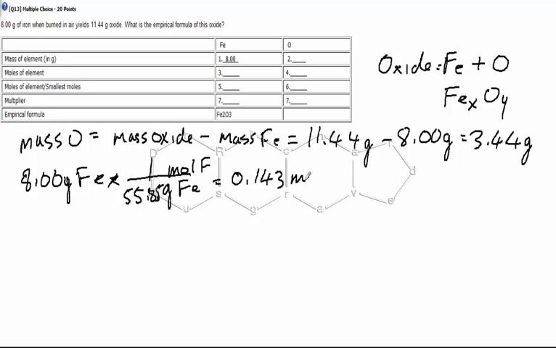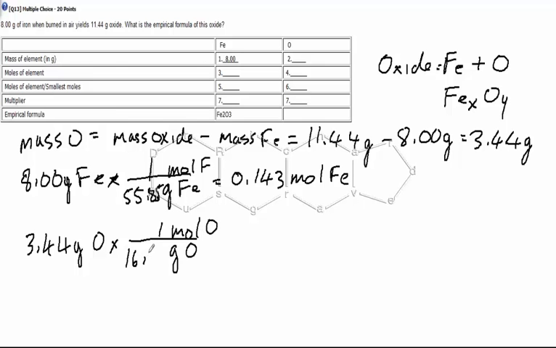Now we take the oxygen, which we just figured out as being 3.44 grams of O. Grams of oxygen on the bottom, moles of oxygen on top. 1 mole of O, 16.00 grams of oxygen. And that's going to be 0.215 moles of O.